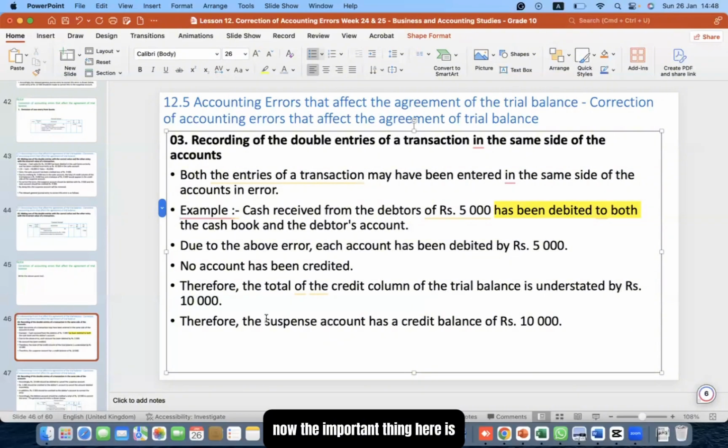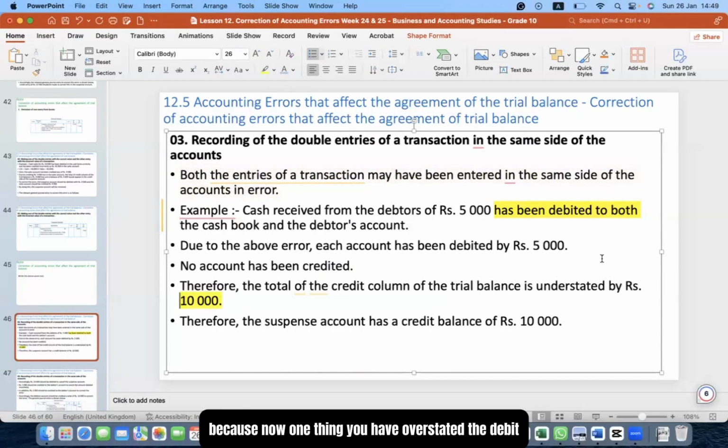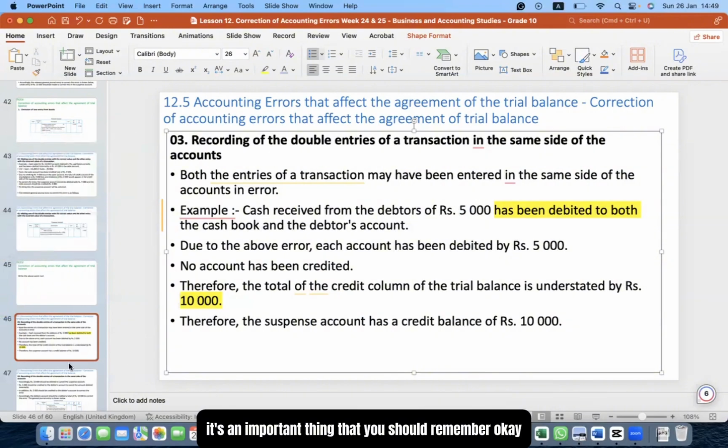Now, the important thing here is it is understating by 10,000 because you have overstated the debit side by 5,000, and the next thing is you have omitted another 5,000 on the credit side. So the difference is 10,000. This is an important thing that you have to remember. So this is just not 5,000. The difference will be 10,000. It is creating a difference of 10,000. It's an important thing that you should remember.